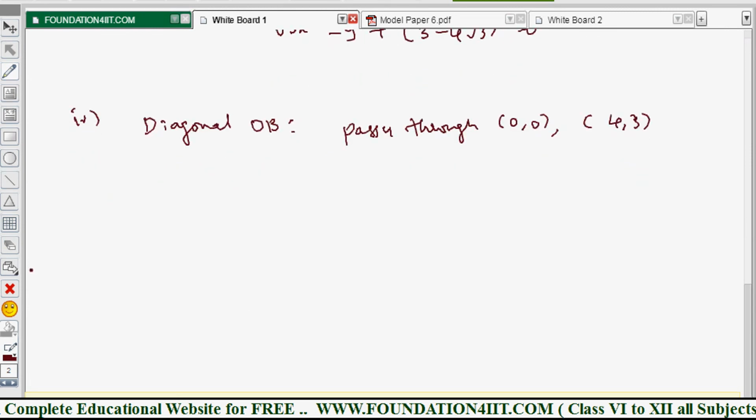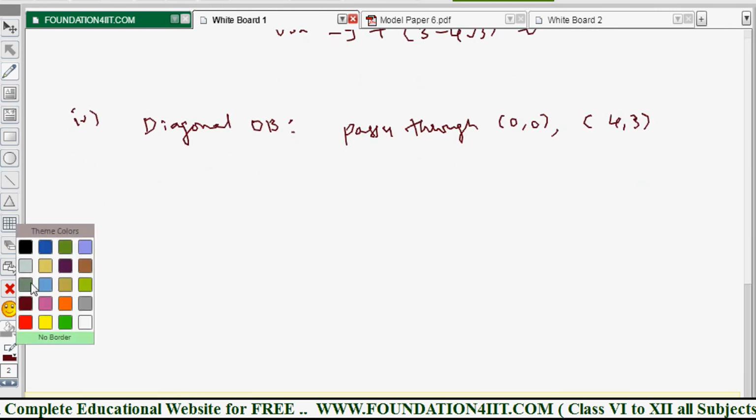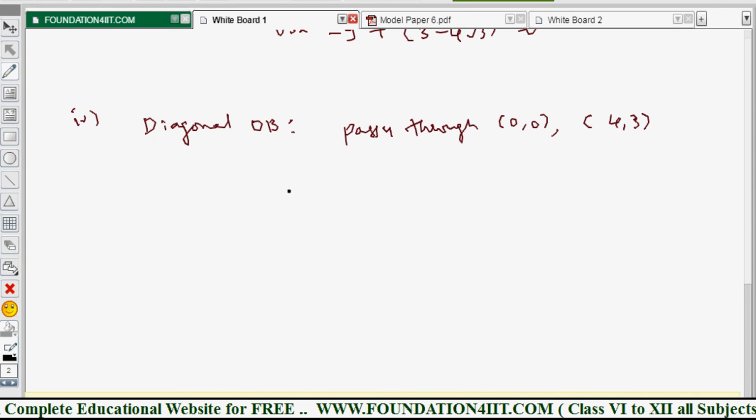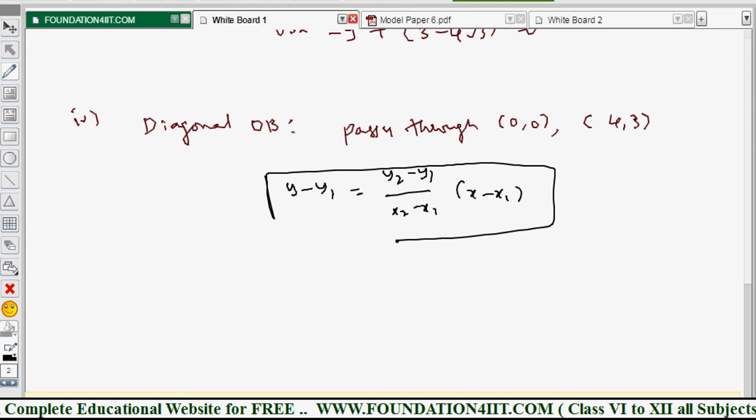So the equation formula, if you observe, is the two-points form. That is y minus y1 is equal to (y2 minus y1) by (x2 minus x1) into (x minus x1). This is the equation of a straight line passing through two points, (x1, y1) and (x2, y2).